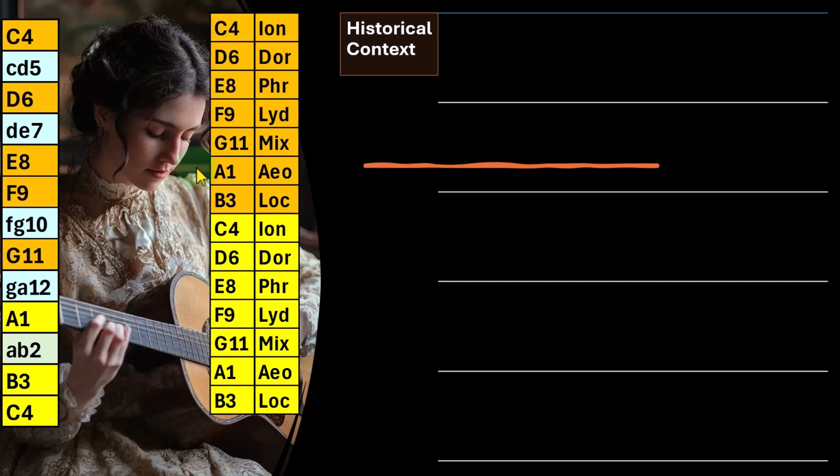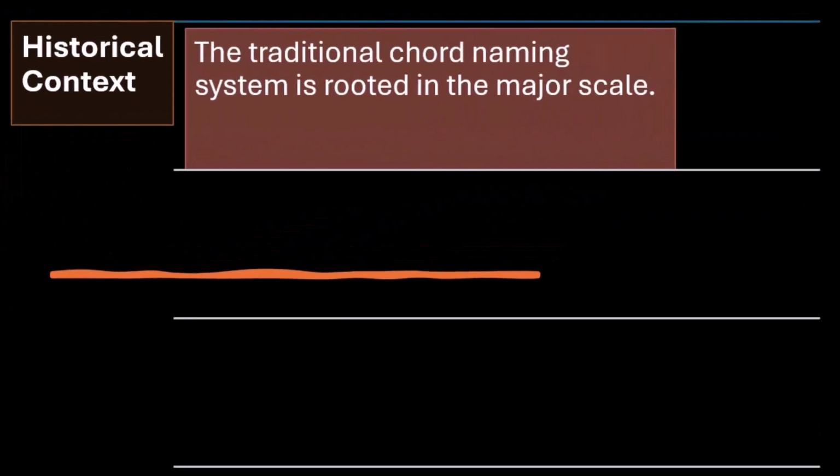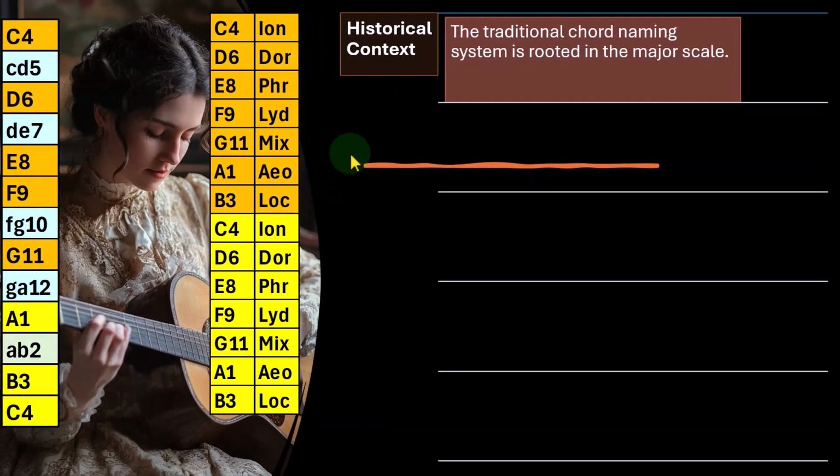That's the idea. So what's the historical context here? The traditional chord naming system is rooted in the major scale. Now, remember, the general idea is like before, Western music took off, I think most people were actually using possibly five note scale degrees and maybe playing more in a Mixolydian mode than in the major and minor keys. But then the major and minor keys became popular.